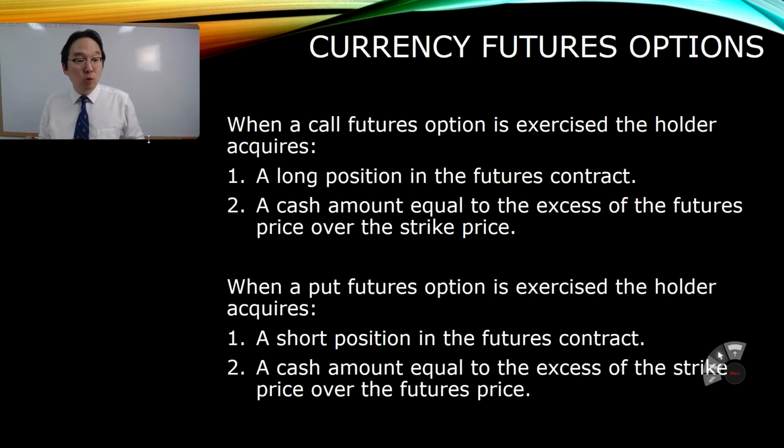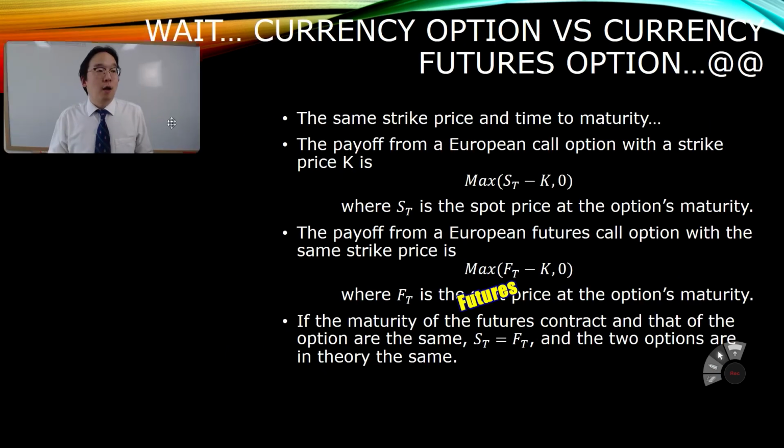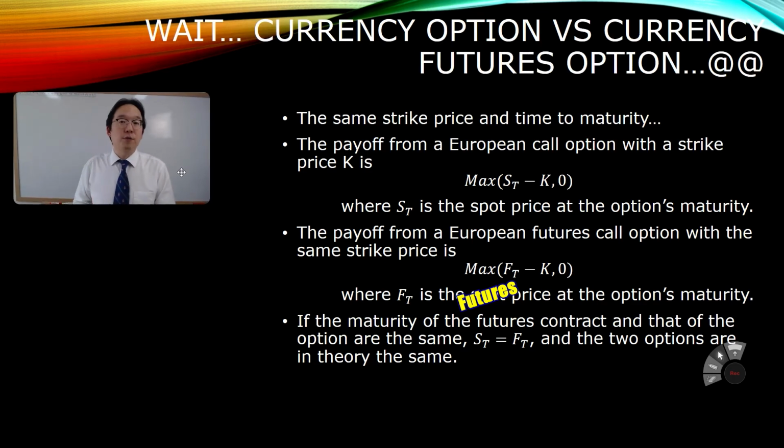Currency futures options. So when a call futures option is exercised, the holder acquires 2 things: 1, a long position in the futures contract, and 2, a cash amount equal to the excess of the futures price over the strike price. On the other hand, when a put futures option is exercised, the holder acquires. Wait, futures options versus currency options, right? The same strike price and the same maturity.